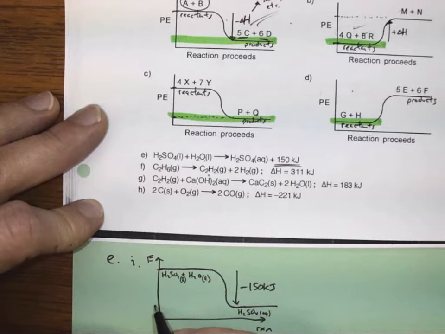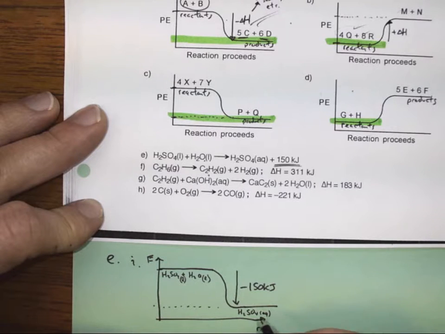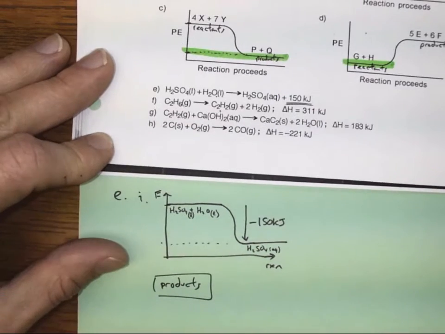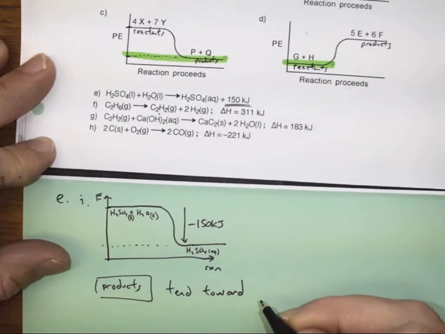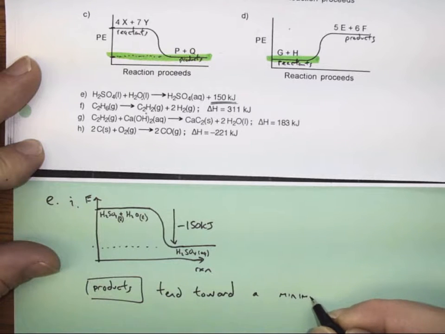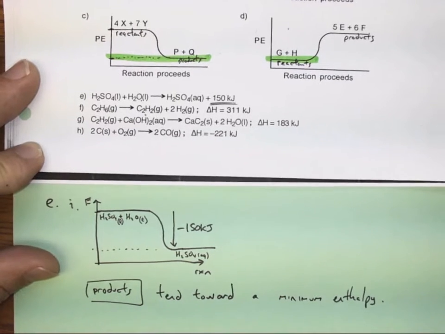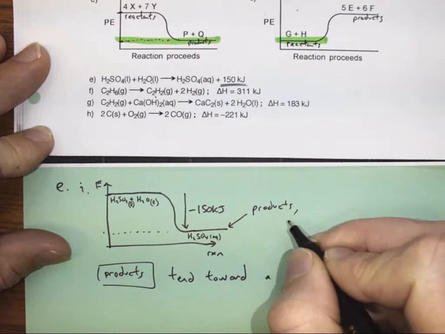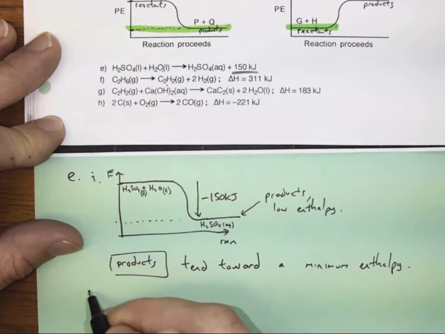All right. So it looks like the reactants here have a higher energy, enthalpy, I should say, than the products. And so the products, they are going to tend toward a minimum enthalpy. Okay. And my reactants? I don't know, actually.